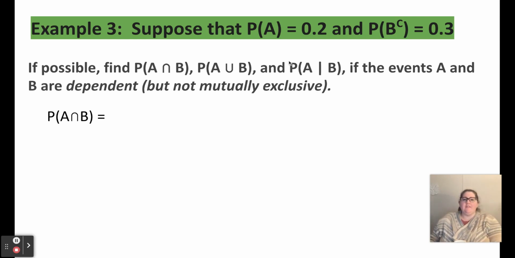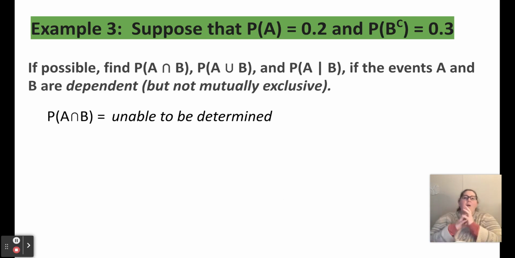They have given me no information that I can figure that out with. If they had given me that, I could find it. Easy. I can do it. But since they didn't give me that information, I can't figure this out. It is unable to be determined at this time because I don't know what the probability of B given A is. I don't know how A and B are affecting each other. So I can't do it.